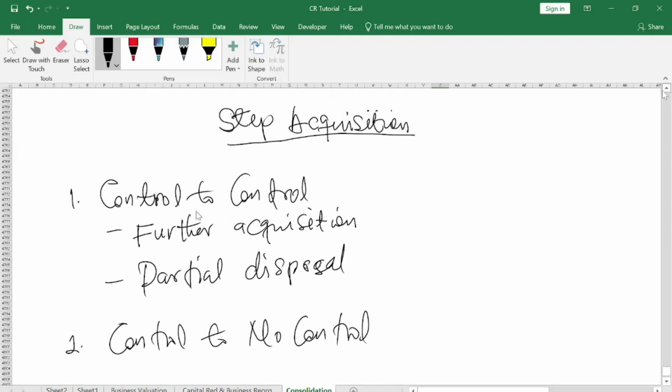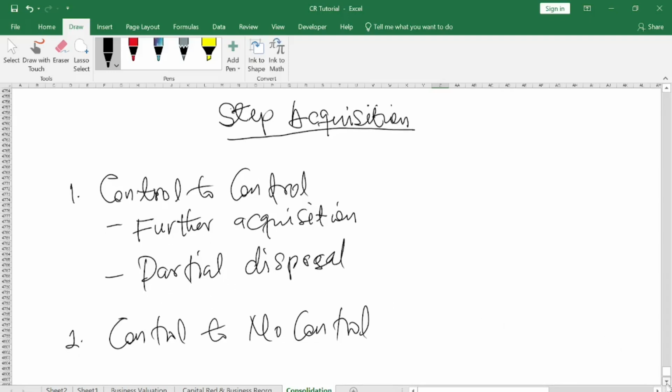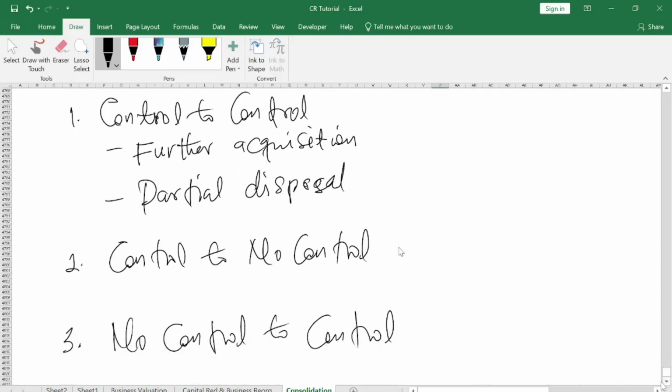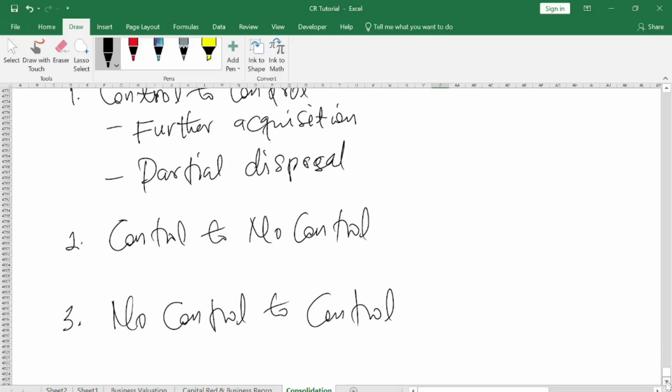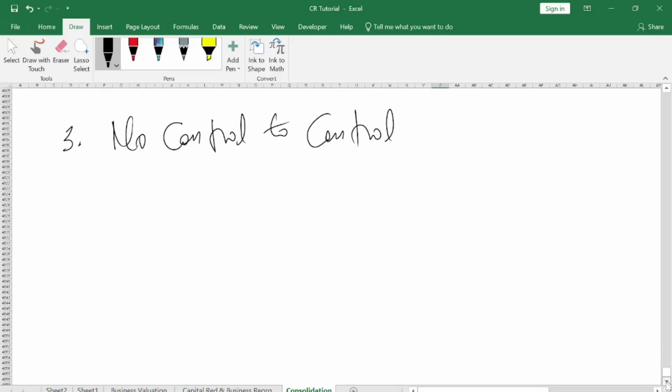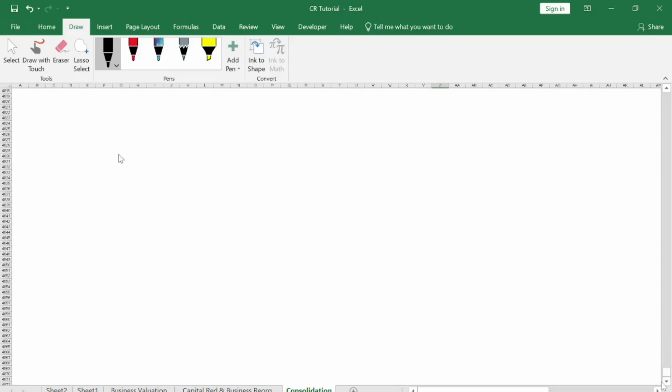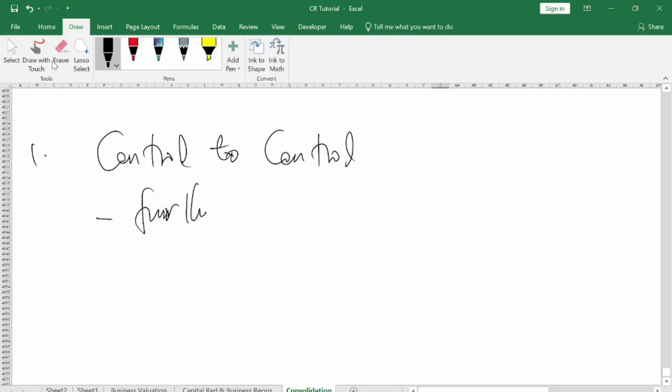So these are the three: under control to control, we have further acquisition and partial disposal, and then we also have no control to control. So let me pick them one by one. Let us start with control to control. Under control to control, I say we have further acquisition.